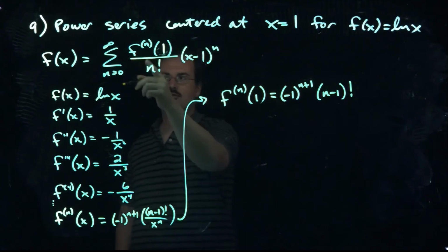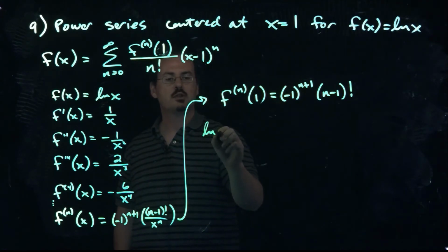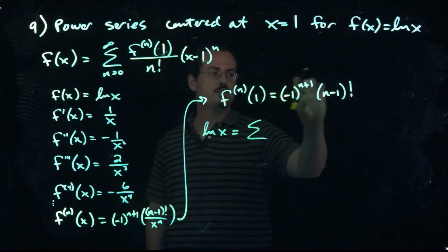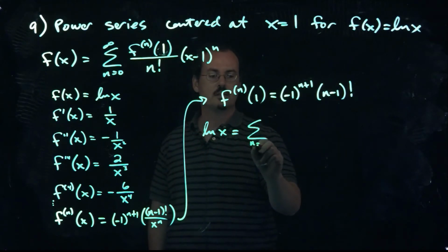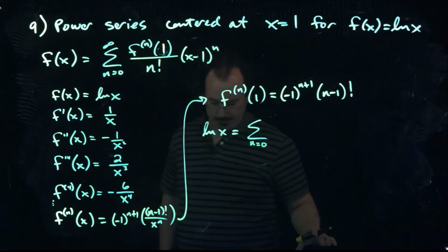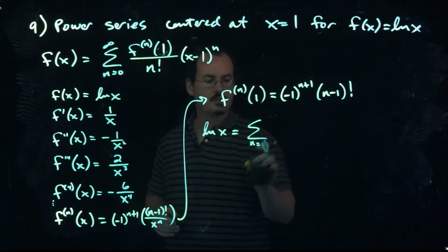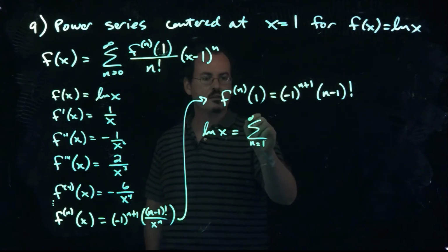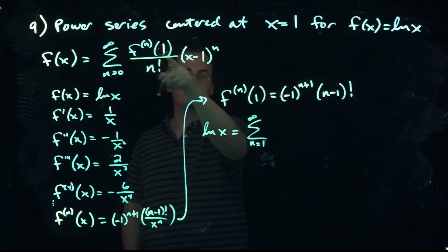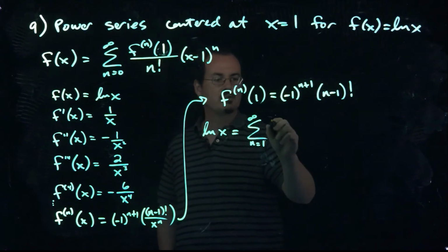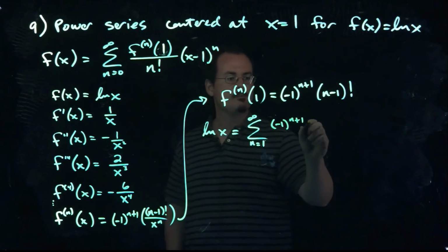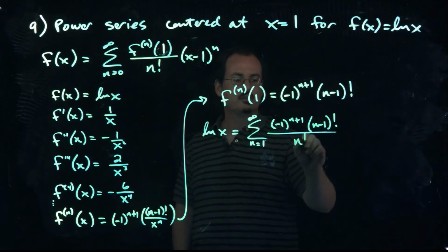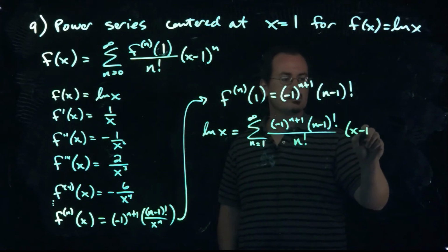So when I plug that into the formula here to find power series for ln x, I'll just insert that in for the numerator there. So I'll get, and in fact I have to make sure this is at 1, not at 0. So I make that 1, insert that in for the numerator there. I'm going to get minus 1 to the n plus 1, n minus 1 factorial over n factorial multiplied by x minus 1 to the n.